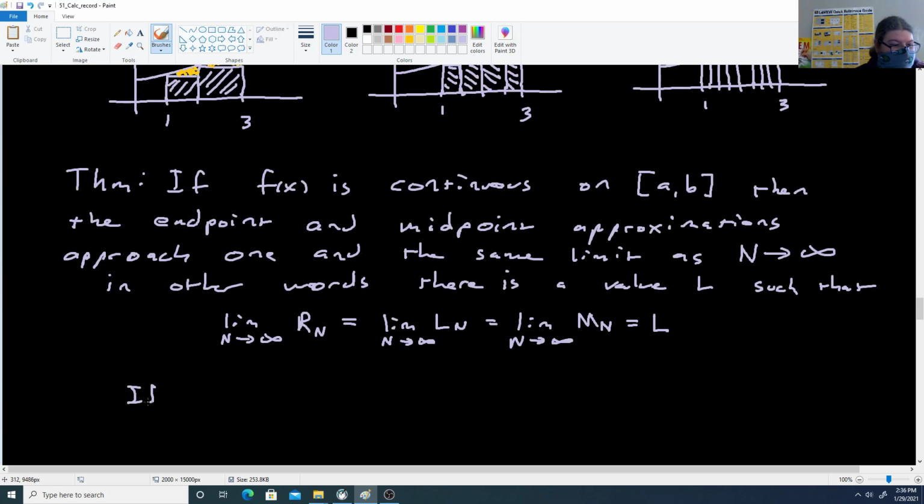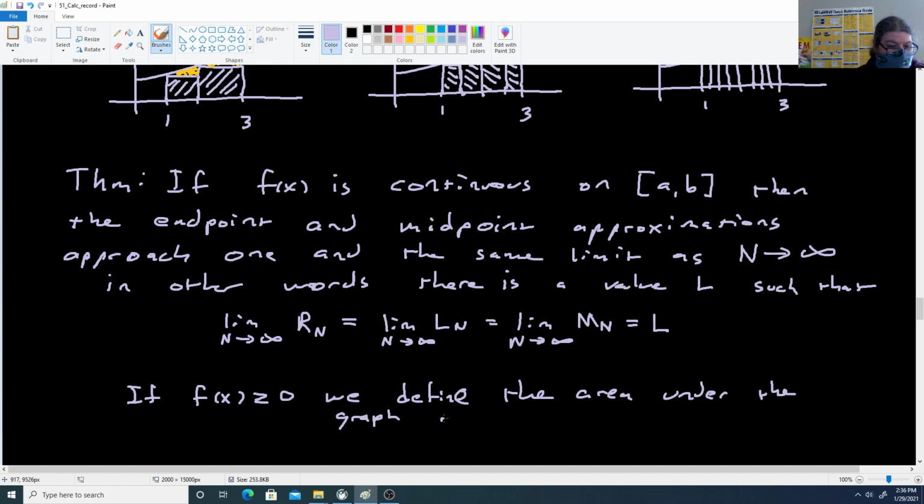If the function is above the line, so if f of x is greater than or equal to 0, if it's above the x-axis the whole time, we define the area under the graph over a to b to be L.